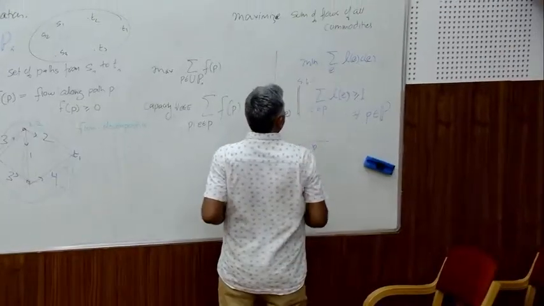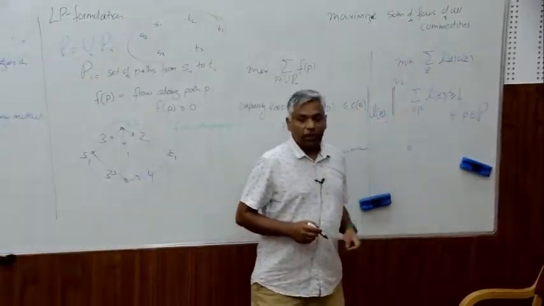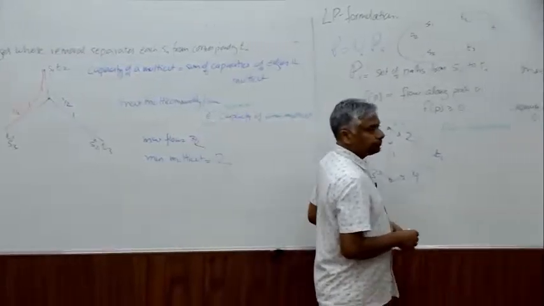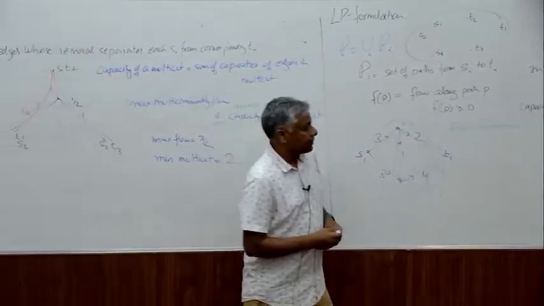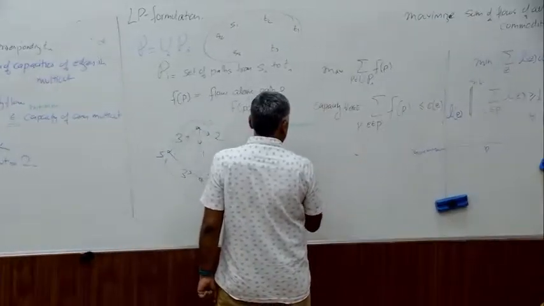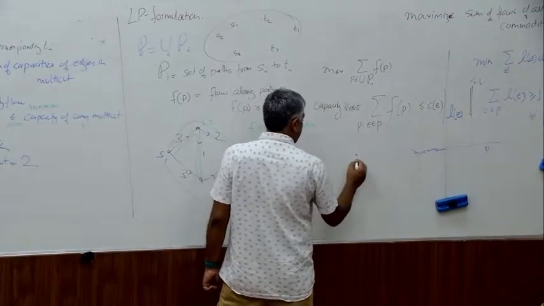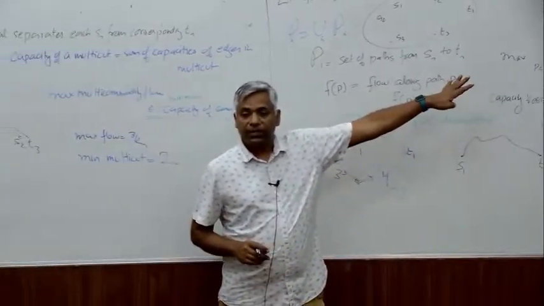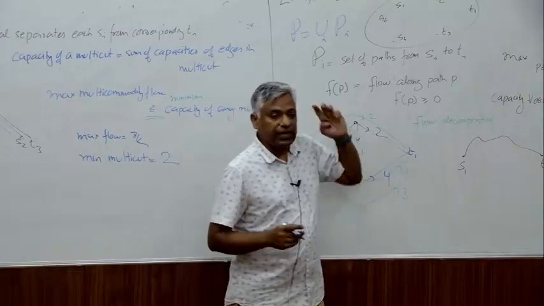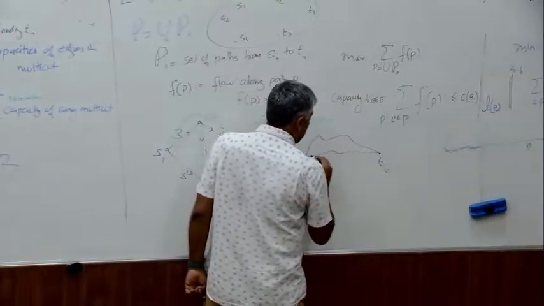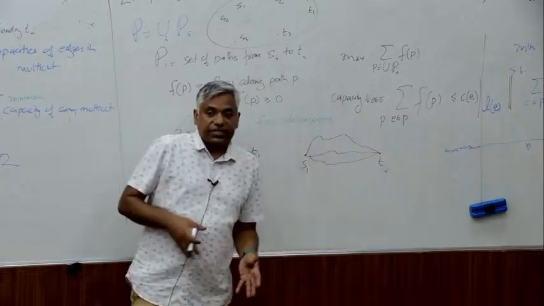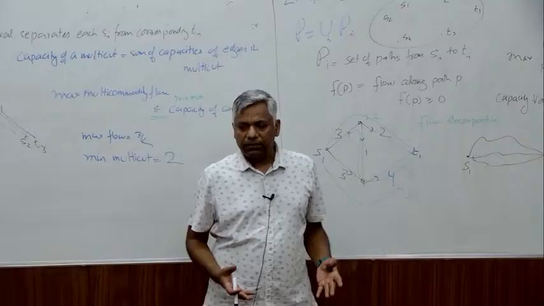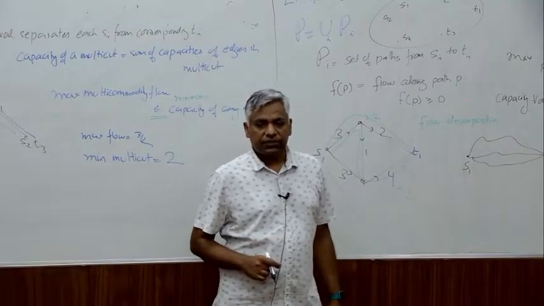Think about it for a minute. Forget about the objective for now. What is the constraint telling you? So between Si and Ti, if I take any path, what is the length of the path under this length function? At least 1. Can there be a path between Si and Ti which is less than 1? Any path? If I look at this length function?